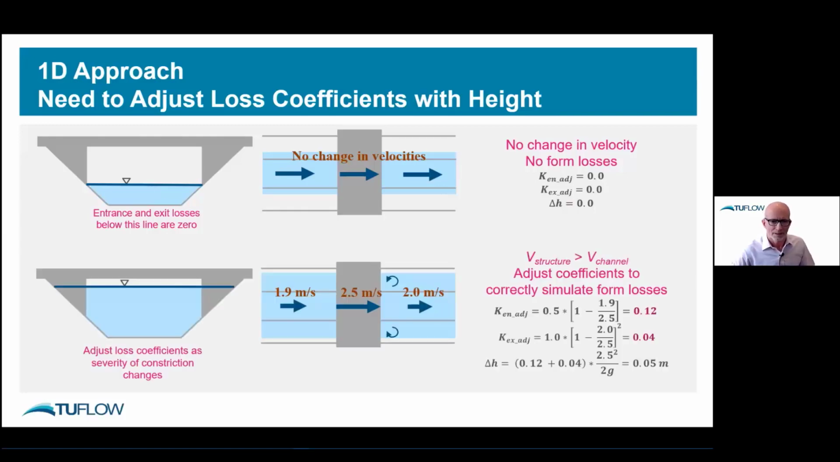Let's look at the case where the water level has risen, the bridge is starting to impose on the flow, we've got a change in velocity, say those numbers on the screen, and you can do the calc. So basically, your entrance coefficient has gone from 0.5 down to 0.12, and your exit from 1 down to 0.04. And so your head drop will be around 0.05 of a meter. So that's what should be happening behind the scenes in a good 1D scheme.